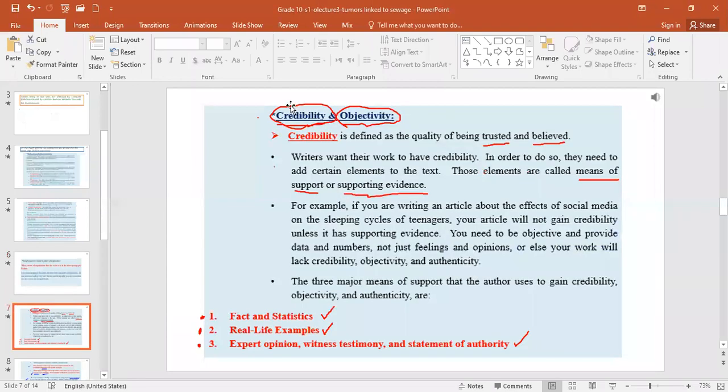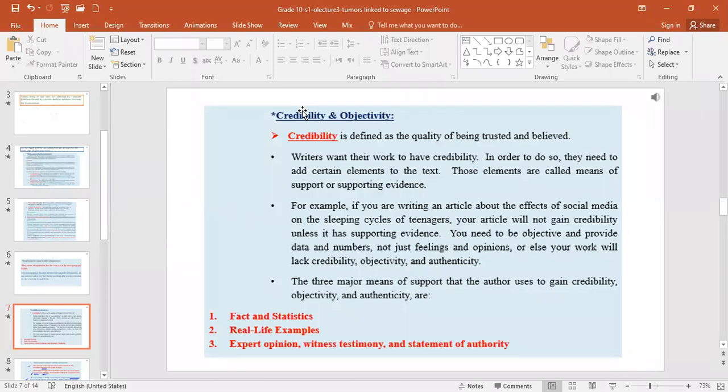Moving on. Now, credibility and objectivity. I hope you guys managed to read this or at least watch it in the video. What is credibility? What does the word credibility mean? Who can answer this? Authenticity. Okay, can you explain further? Defined as the quality of being trusted and believed. Yes. If you are a credible person, it means people what? Trust you. Thank you. People trust you. People believe you. So when I am an author and I'm writing a piece of text, I need to be credible. How can I do that? How can I be credible?